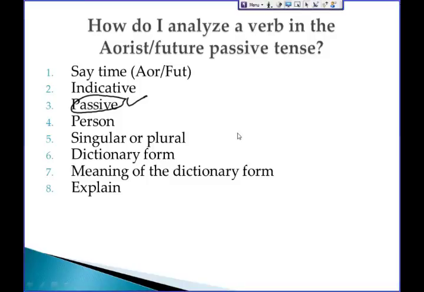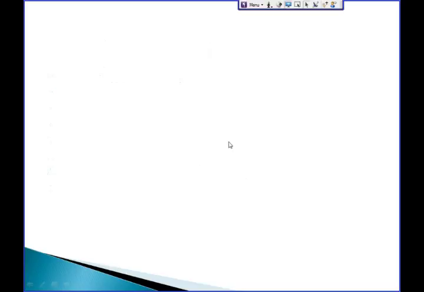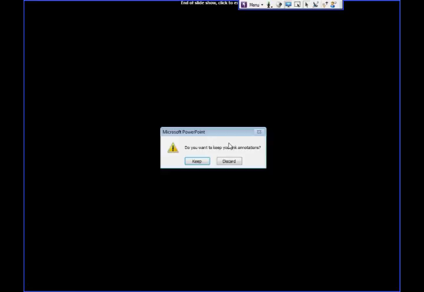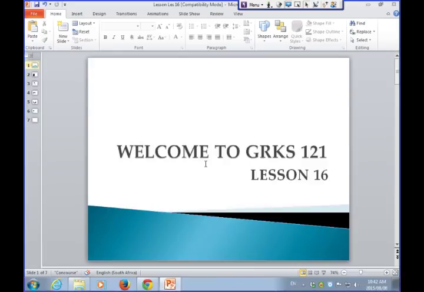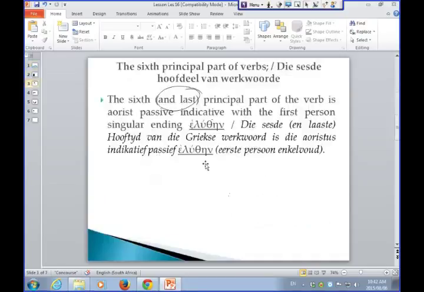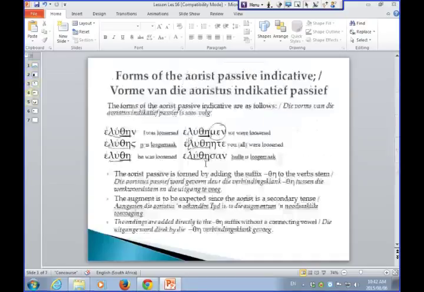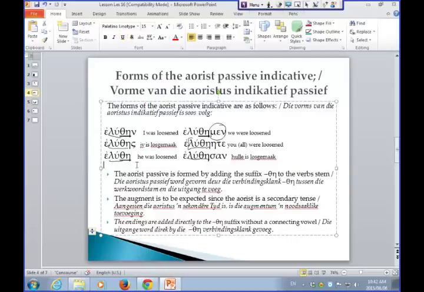Where is this thing going now? Okay, we are busy with assessment. The forms, I'm looking for the forms. Look at that. The then, most of the time, would be your third person singular. But with the aorist passive, it is the first person.